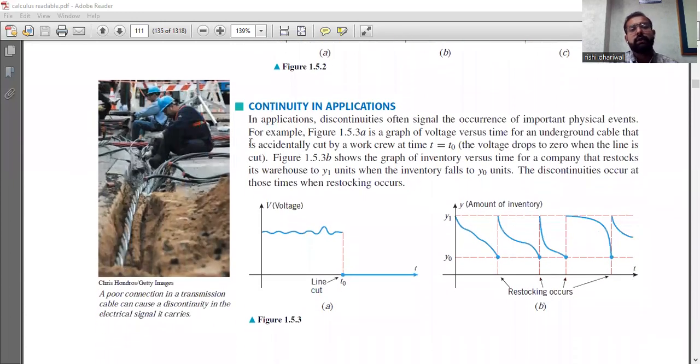Continuity in application. In applications, discontinuity often signals the occurrence of important physical events. For example, a graph of voltage versus time from an underground cable that is accidentally cut by a worker crew at time t = t₀. The voltage drops to 0 when the line is cut. The second graph shows inventory versus time, where the company restocks its warehouse to Y1 units when the inventory falls to Y0 units. Discontinuity occurs at those times when restocking occurs.